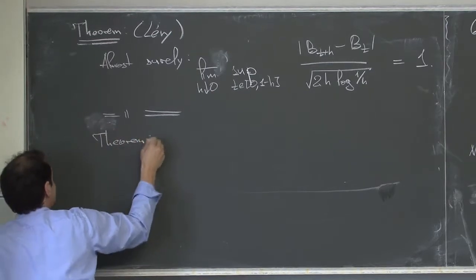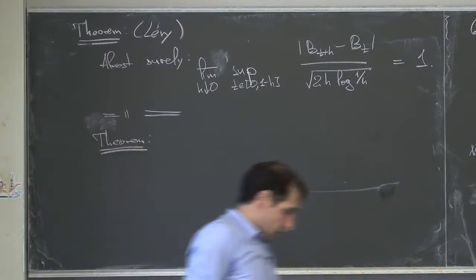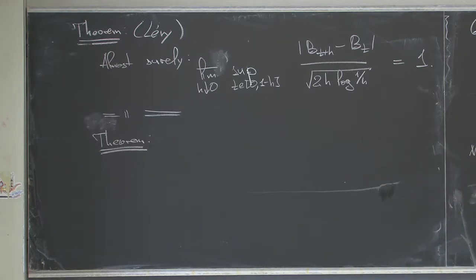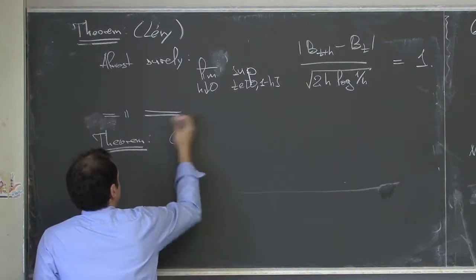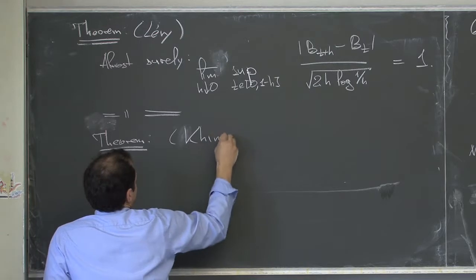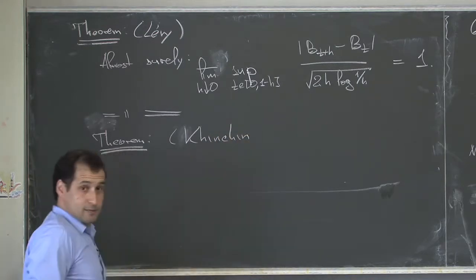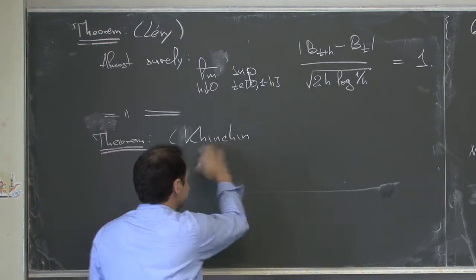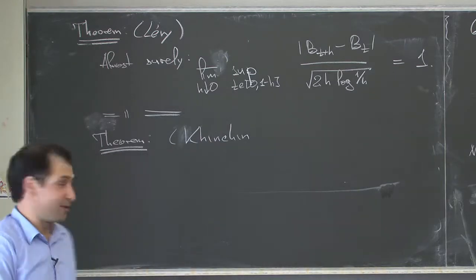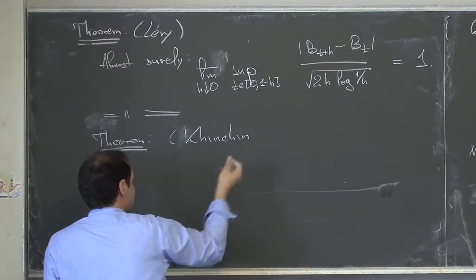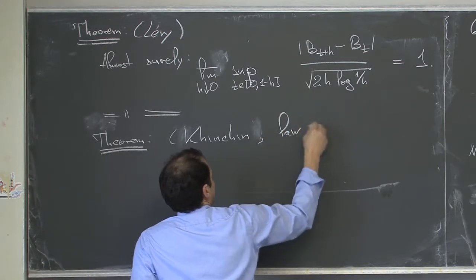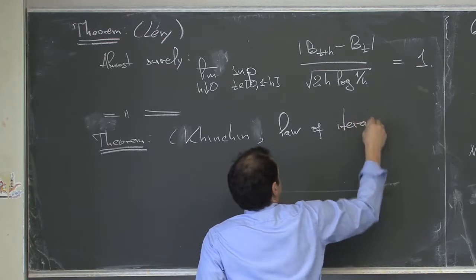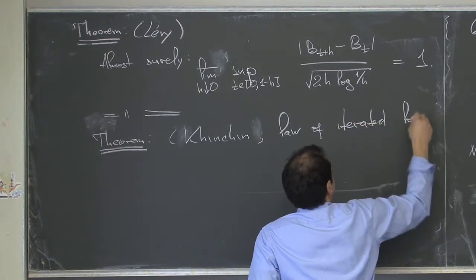There exists another theorem, which is also a very famous result, which is called Khinchin's law of iterated logarithm. What's the English spelling of Khinchin? He's Russian, so this is not very easy to pronounce, probably for you. He was Russian, yeah. Khinchin's law of iterated logarithm.